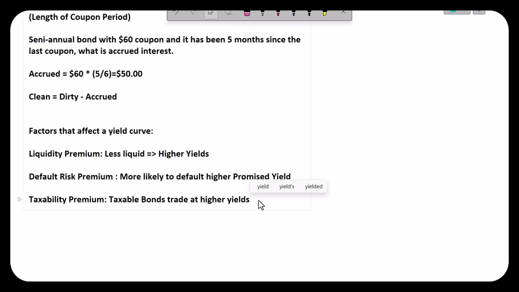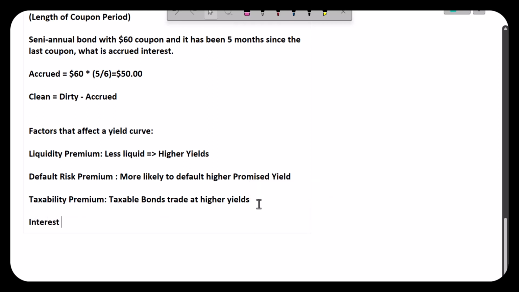can sell it. But in this case, if a bond is taxable, the after-tax rate is going to be much lower, so you're going to need compensation for that. We will also have something called the interest rate risk premium.